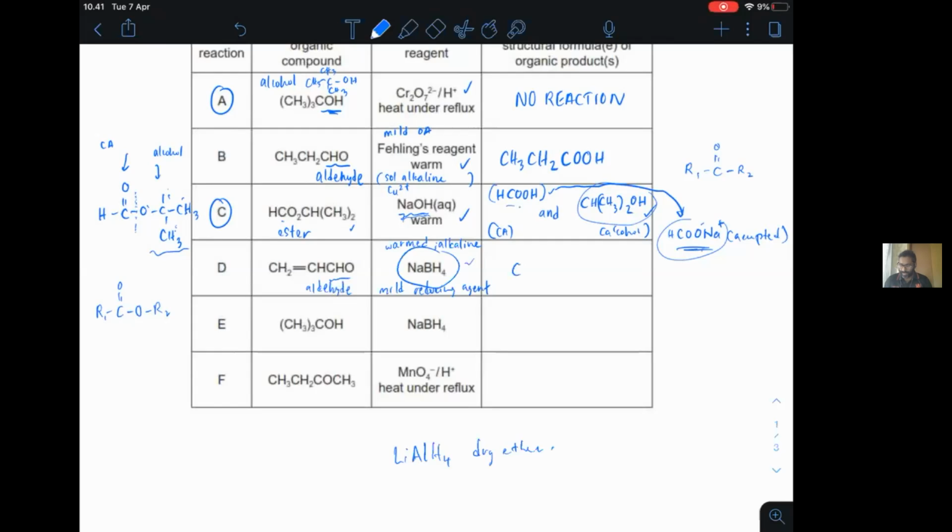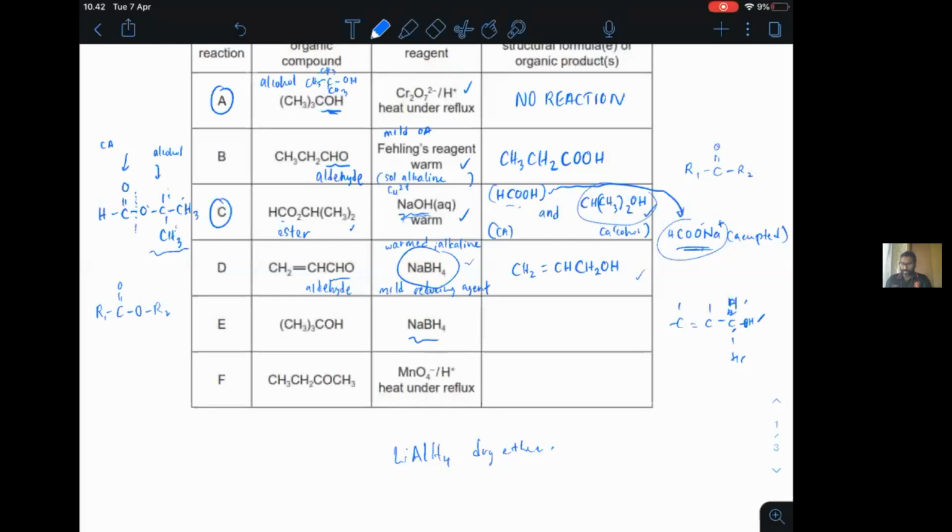So you are going to get CH2 and then H. So basically you'll have CH2, double bond CH. What's going to happen is this one will become OH, this one will become H, and this one will become H. So it's going to be CH2OH. So you are going to get a primary alcohol.